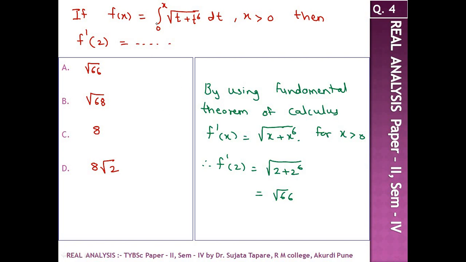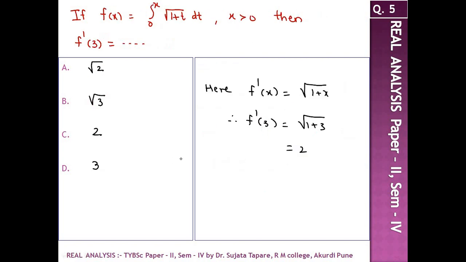Next one. If f of x is the integral from 0 to x of square root of t plus t raised to 6 dt, then f dash of 2 is equal to. Here we use the first fundamental theorem of calculus, and f dash of x is nothing but square root of x plus x raised to 6, and for f dash of 2 replace x by 2. So we have root 66. The answer is A.